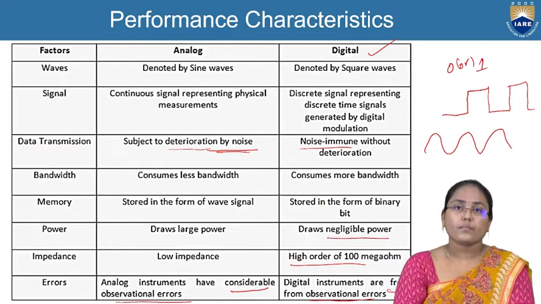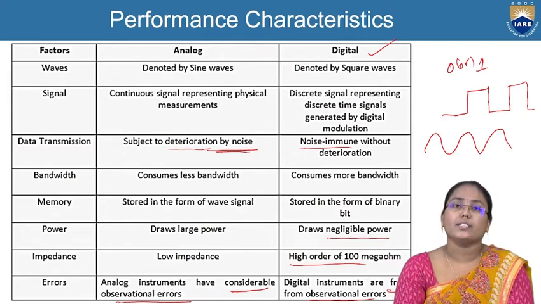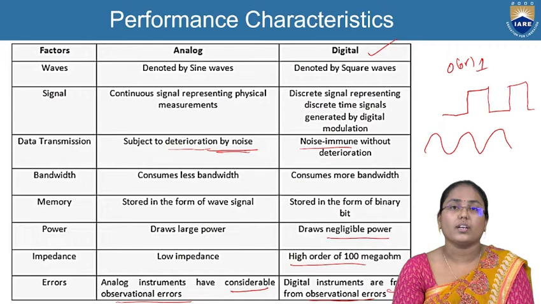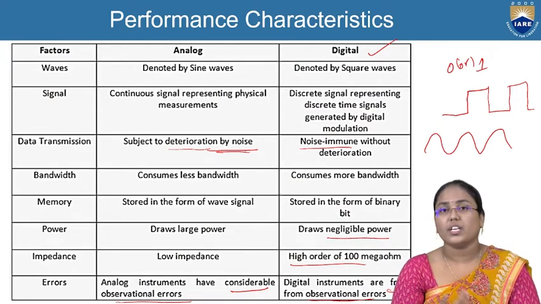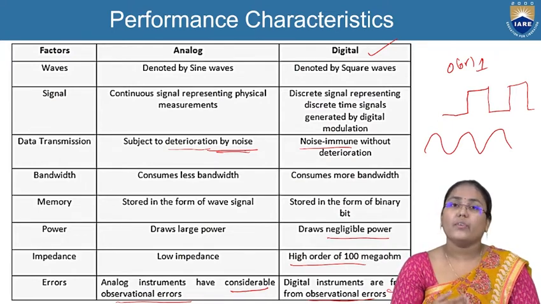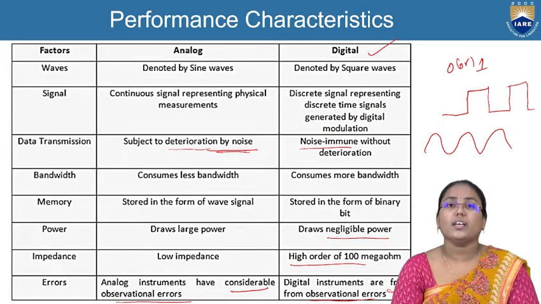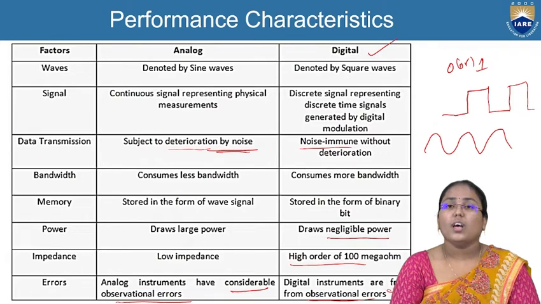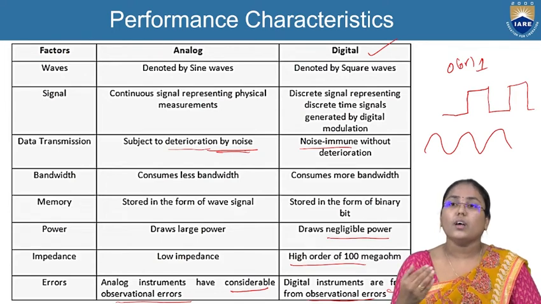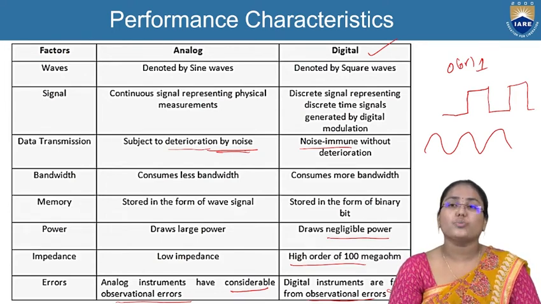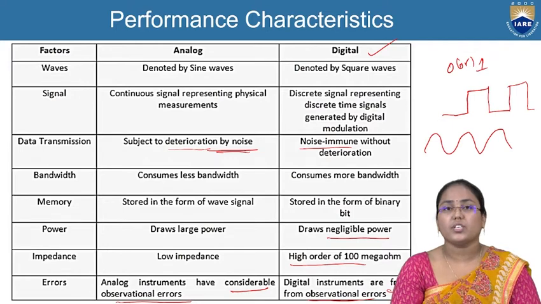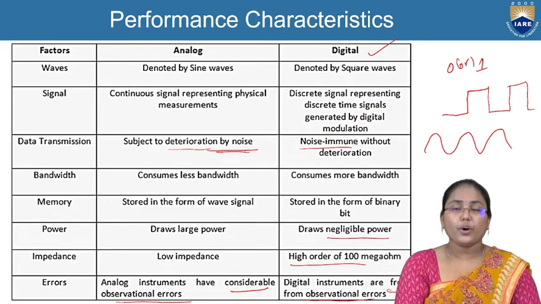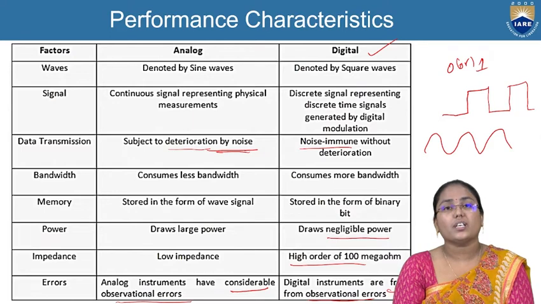Now if the particular signal is deteriorated or its characteristics or its data is lost because of any noise, that is not desirable for us. But once we look at the digital signal, the noise impact is very, very less. That is, it is immune to noise. Also the power consumption in the digital signal is less. And the output from a digital instrument is free from observational errors, which is a very, very important aspect while we are measuring any particular quantity.